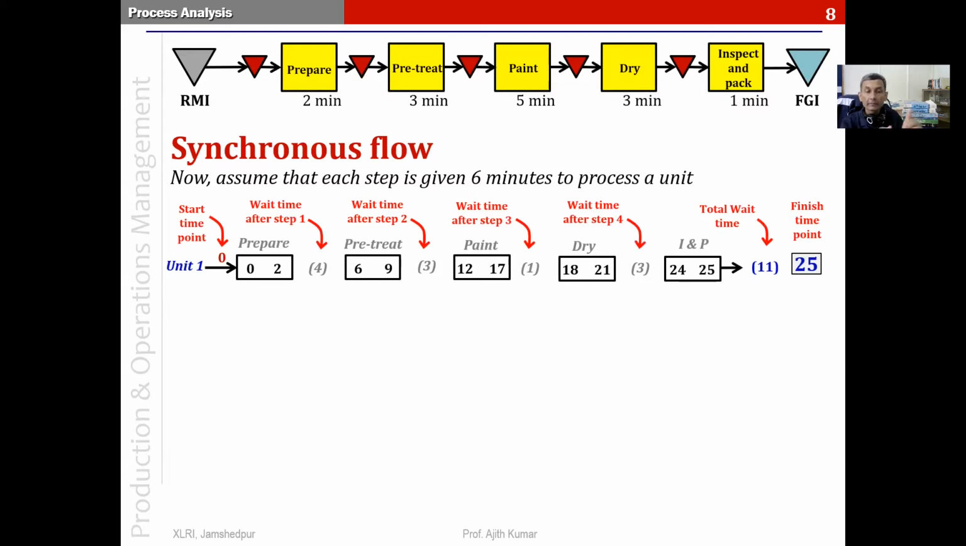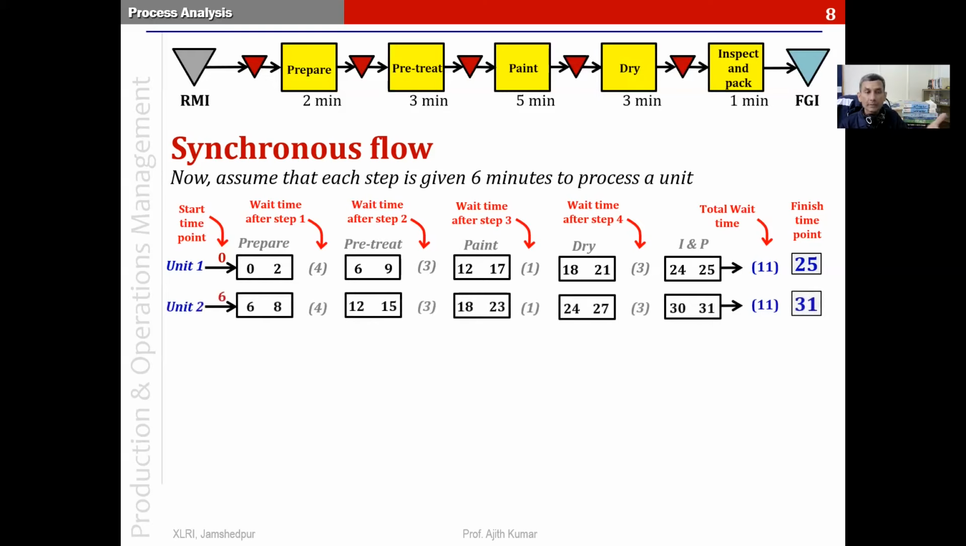For example, it begins the prepare step at time t equal to 0, the pre-treat step at time t equal to 6, the paint step at time t equal to 12, the dry step at time t equal to 18, and the inspect and pack step at time t equal to 24. There's a 6 minutes gap between starting subsequent steps. And this 6 minutes is followed across the units, across the steps. So you can see, for example, unit 2 begins the prepare step at time t equal to 6, the pre-treat at time t equal to 12, and so on.